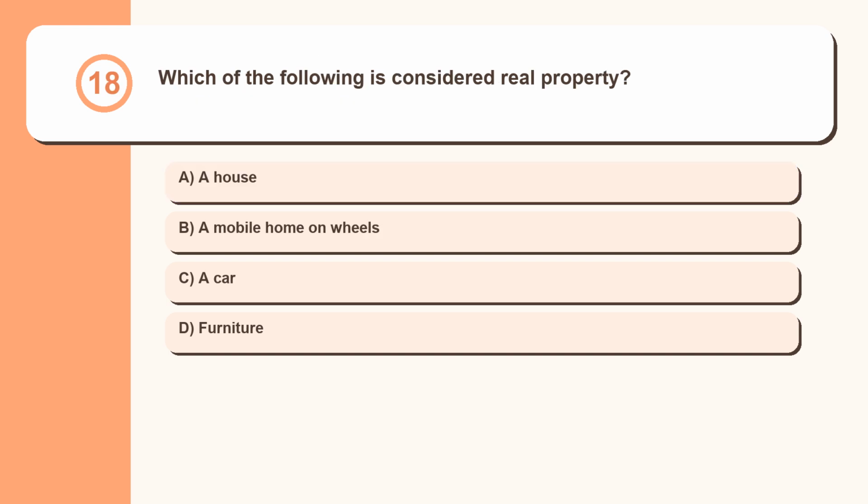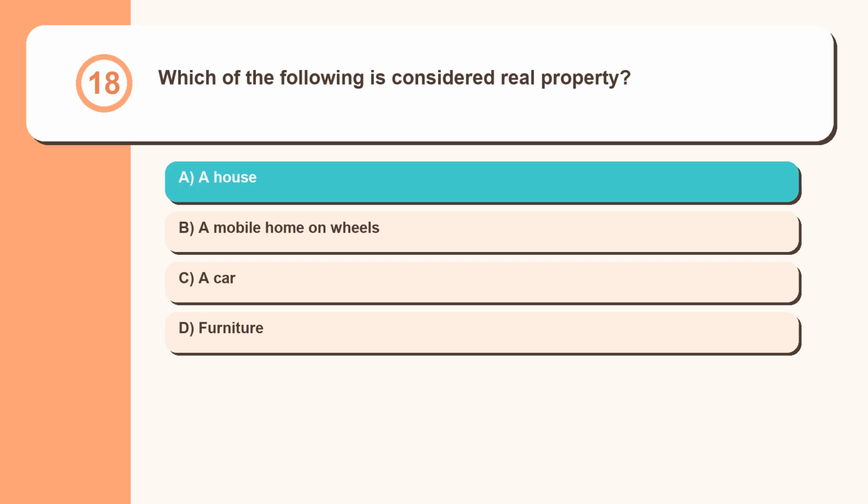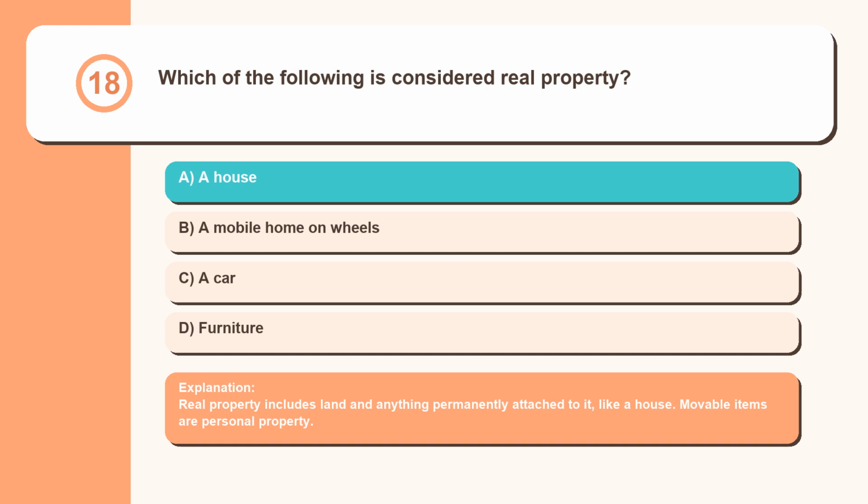Question 18. Which of the following is considered real property? A house, a mobile home on wheels, a car, furniture. Real property includes land and anything permanently attached to it, like a house. Movable items are personal property.